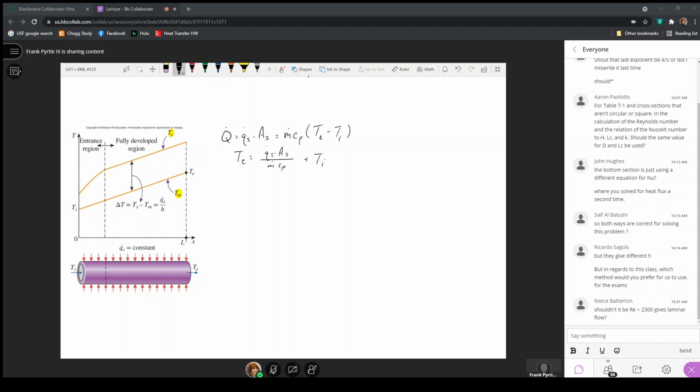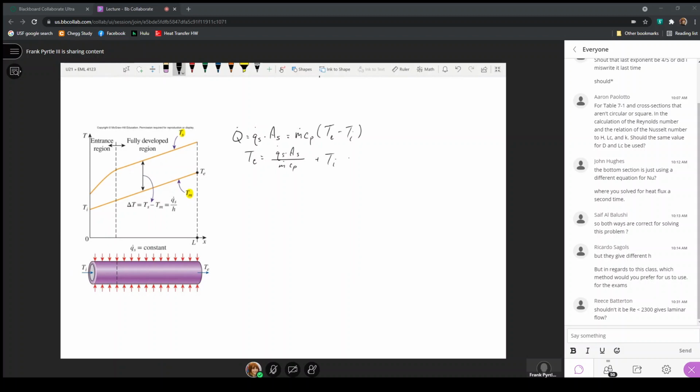Well, this surface area for the pipe can be defined as pi dL. So if I write this as the heat flux times pi dL divided by m dot c sub p plus the inlet temperature. So this says that the temperature at the exit, where the exit is at x equals L, is just the heat flux times pi dL over m dot c sub p plus Ti.